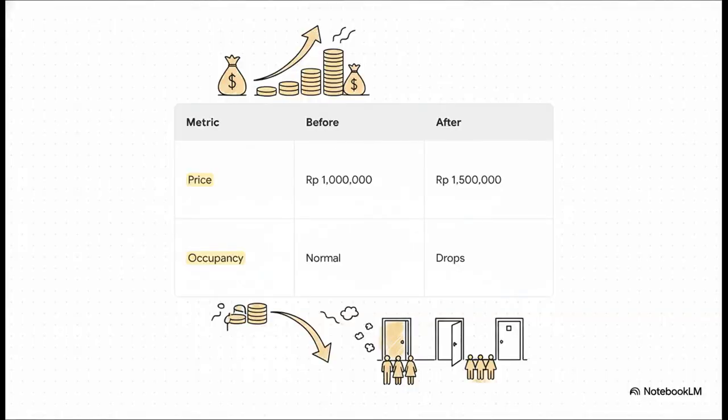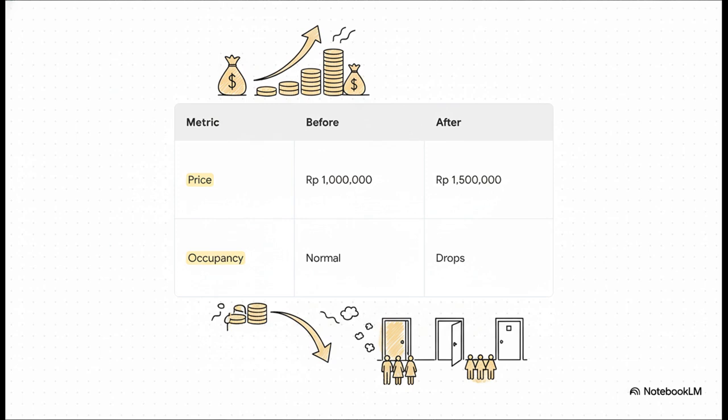And look at the result. It's exactly what you'd expect from Econ 101. The price goes up from 1 million to 1.5 million rupiah, and what happens? Occupancy drops. This is a direct, predictable reaction along that existing demand curve. Fewer people are willing to book a room at that new higher price.